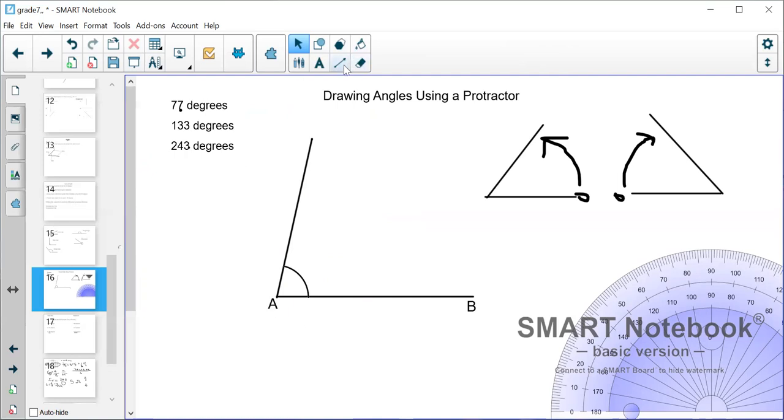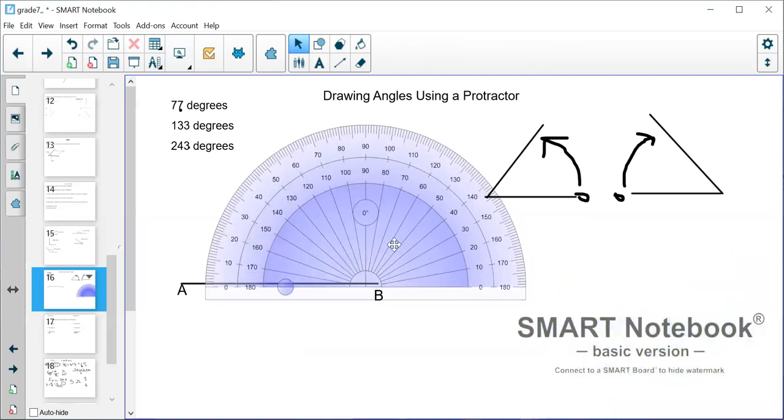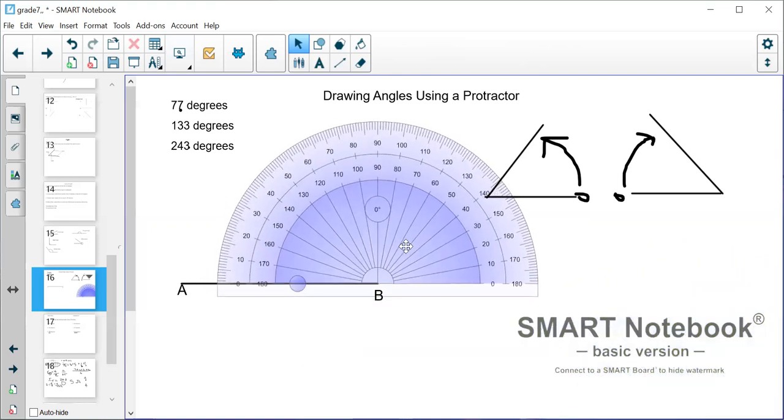Good. Moving on. Now, if we want to draw the angle from B, right? We want to draw the angle from B. So what we do, we use the protractor again. Let me just shift this down a little bit more to the left. So we use the protractor and we place it at B.